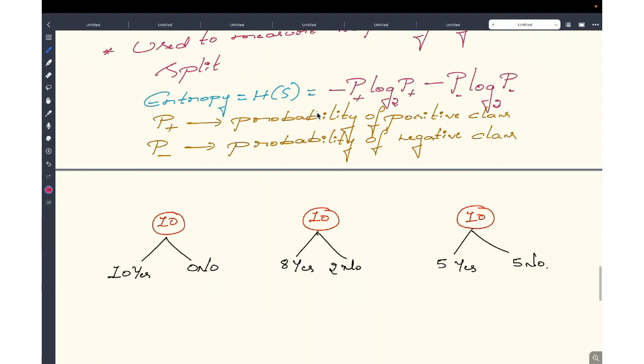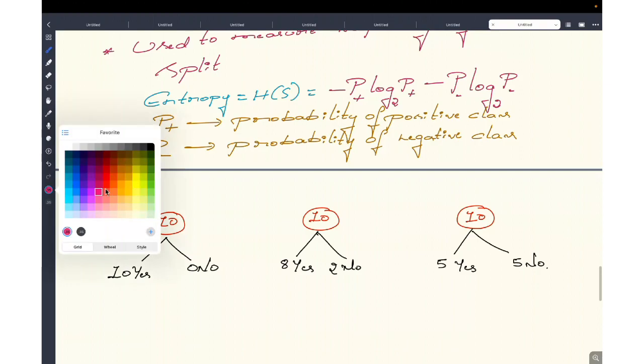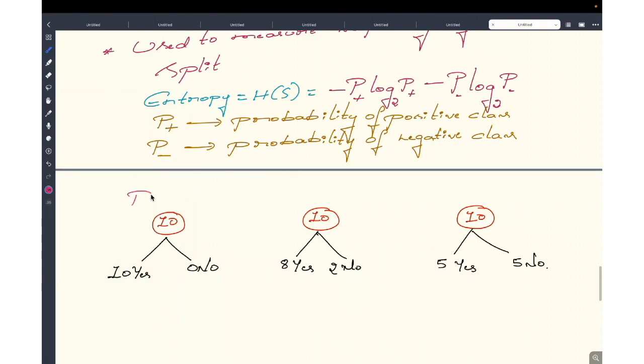Which one makes decisions easy? The first one. All 10 are saying yes, no need to convince anyone, but here you have to convince the other 5 people. But this is a totally biased decision. We call it high impurity in that case. The first is a pure split, and these two are examples of impure split. I said uncertainty, randomness, right? This is the uncertainty, this is the randomness. This is highly impure.